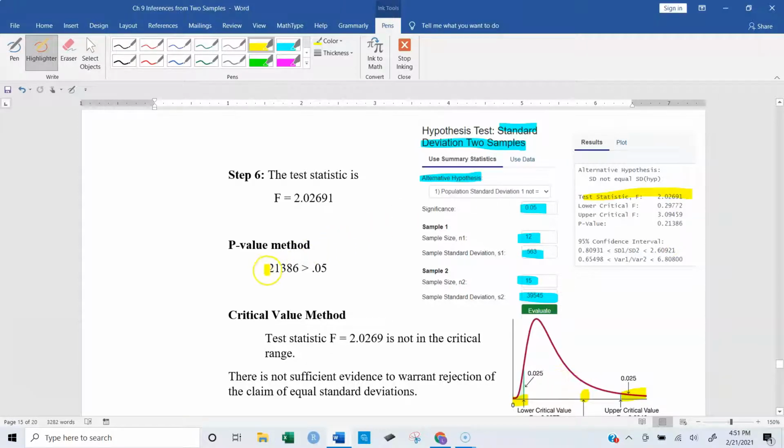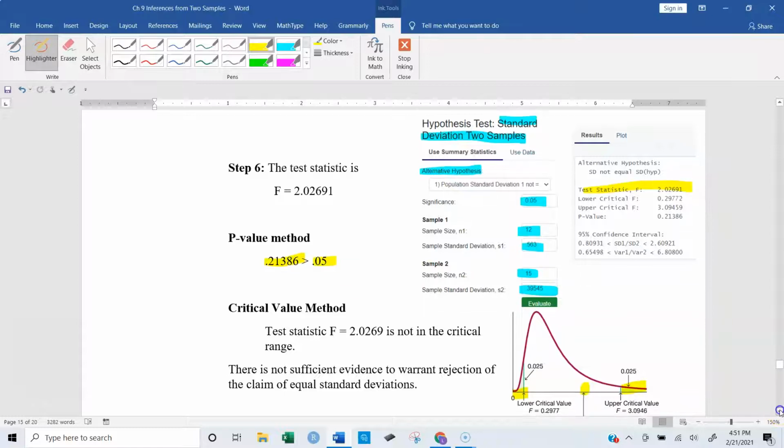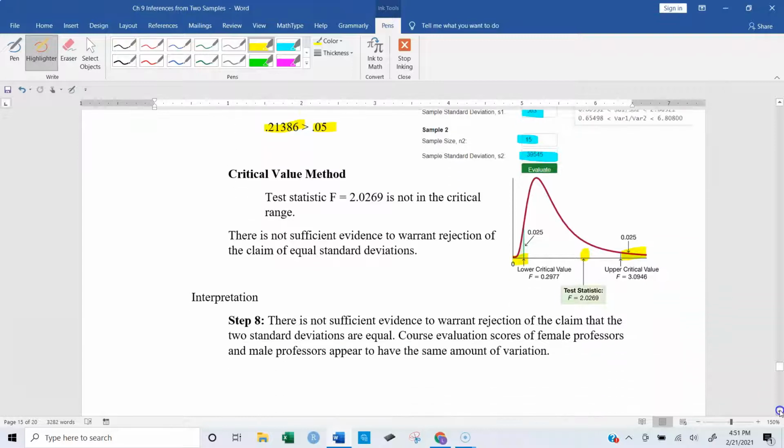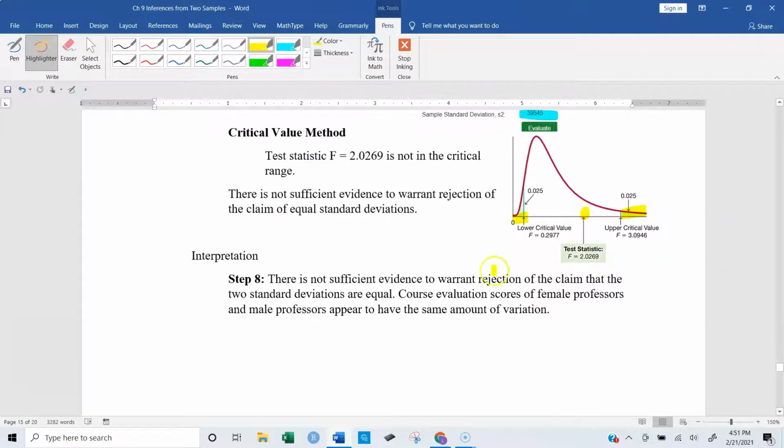Now let's look at our p-value method. 0.2138, again, is greater than 0.05. Again, too large, we fail to reject. All right, so since it is not in the critical region and we fail to reject, we've got the same thing both times. We cannot reject the null. Okay, there's not sufficient evidence to warrant rejection of the claim that the two standard deviations are equal.